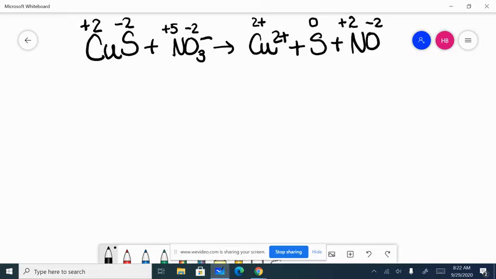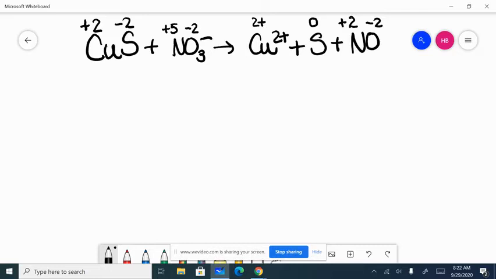Now remember, you can only ignore things that are spectator ions. So spectator ions have to be ions. They can't be part of a polyatomic ion and they can't be part of a molecule. So if it is an ionic compound and either the cation or anion does not change oxidation numbers, it's a spectator ion, you can ignore it. Same thing as if it's an acid.